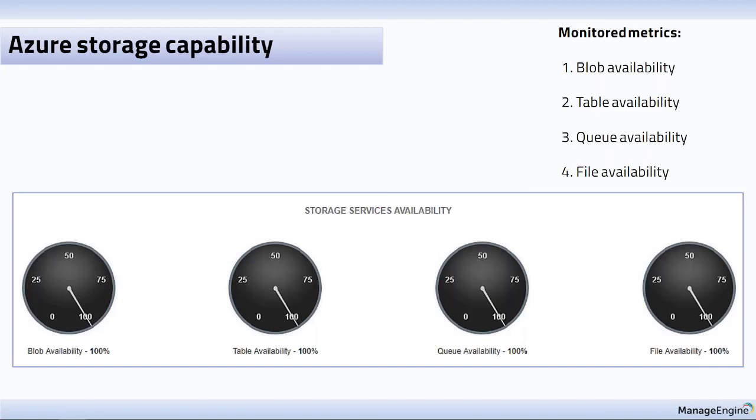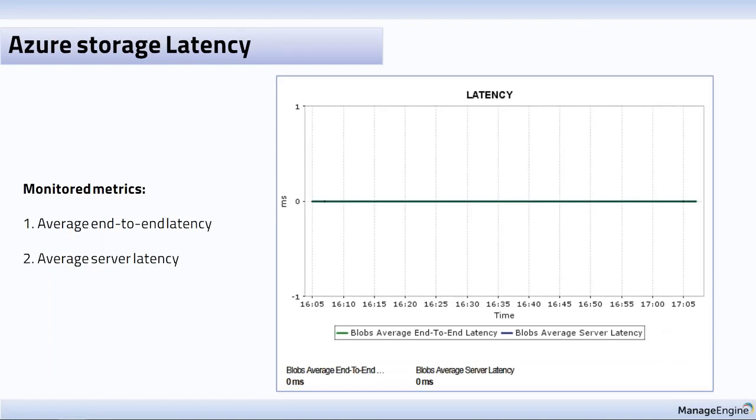Microsoft Azure stores a large amount of structured data, and that is what is monitored under the tables availability, followed by the queues, where it stores messages that can be accessed over HTTP as well as HTTPS calls. And lastly, we have the file availability, which is pretty much similar to a file share that uses the SMB3 protocol.